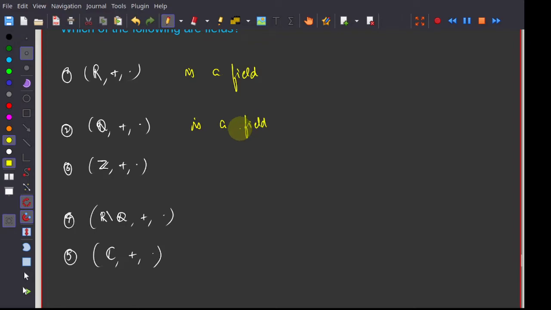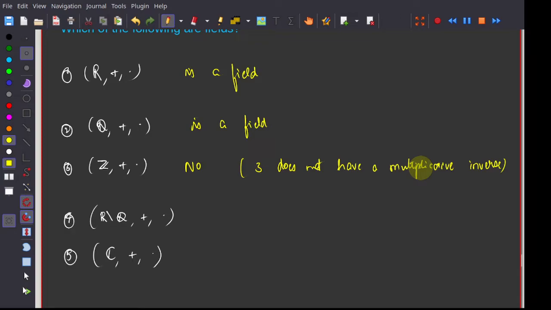What about the set of integers? Why? Okay, so can you give me an element which does not have a multiplicative inverse? So 2 does not. So the multiplicative inverse does not exist for all non-zero elements.